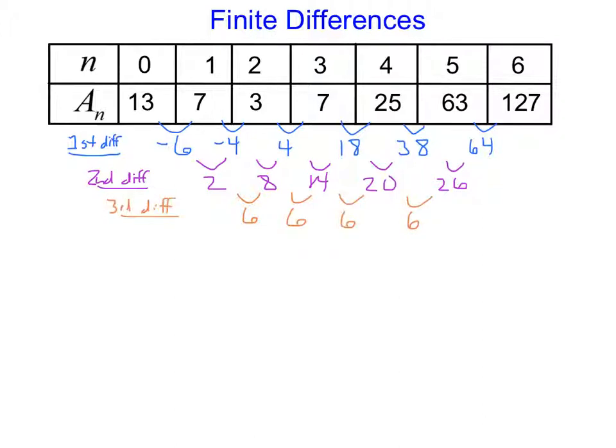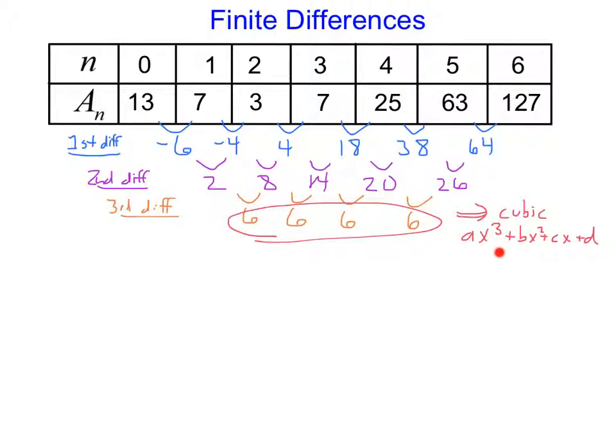Because this is the stage at which it stabilizes, and that's the third difference, that means this is going to be a polynomial and it's going to be cubic. Because it stabilized at the third difference, the highest power this polynomial is going to have is 3. So it's of the form ax cubed plus bx squared plus cx plus d, and we're going to try to figure out what a, b, c, and d are.